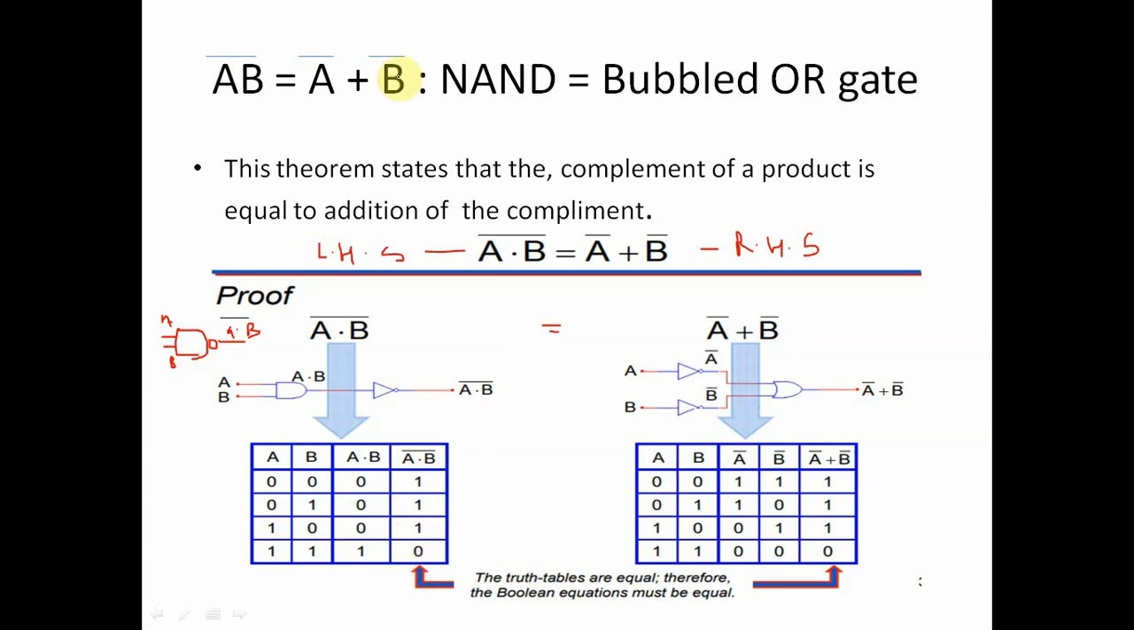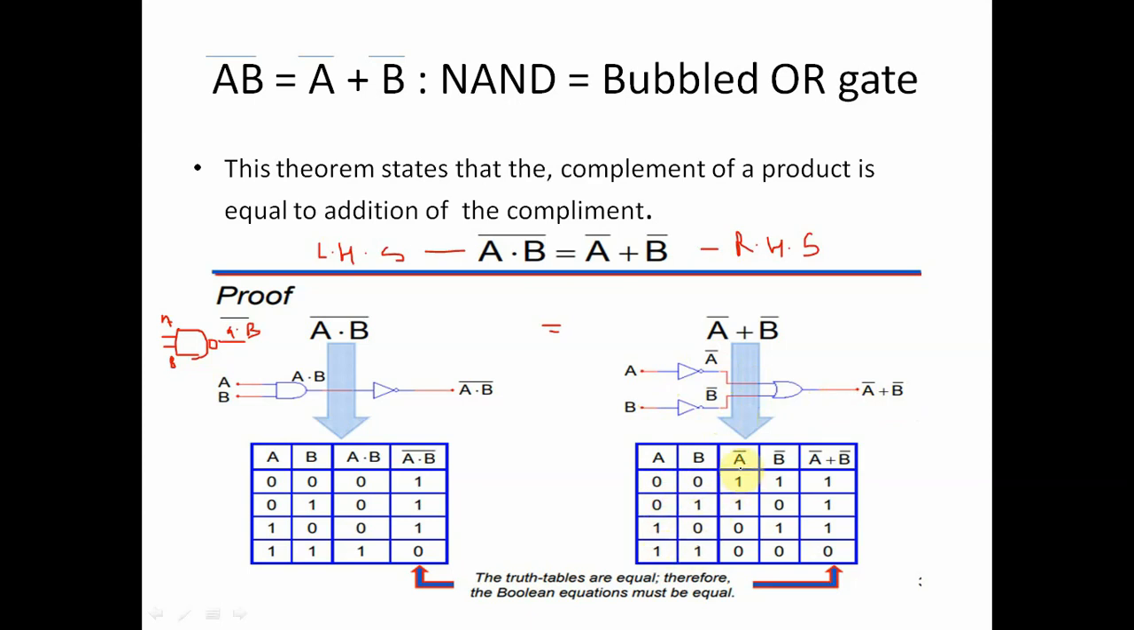Now similarly, on the right hand side is A bar plus B bar. To convert A into A bar we use an inverter. Also B is converted into B bar using an inverter or NOT gate. Then we get A bar and B bar, and apply A bar and B bar to an OR gate. Then we get A bar plus B bar. So the two inputs are A and B, and the 4 entries are 0 0, 0 1, 1 0, 1 1.